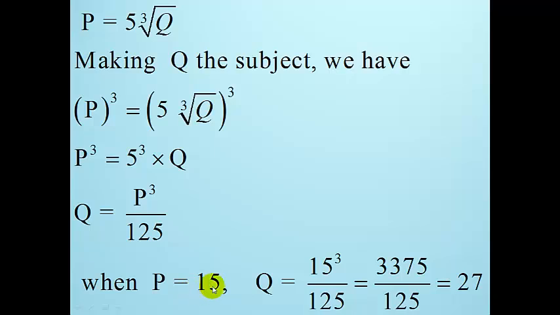Now when P equals 15, q equals 15 cube divided by 125. Why? Because we have q equals P cube over 125, and we are given P to be 15. That means that we substitute 15 wherever we see P. So instead of P cube, we have 15 cube divided by 125. 15 cube is equal to 3,375. So we divide it by 125, and 3,375 divided by 125 is equal to 27. This means that q is equal to 27 when P is equal to 15.